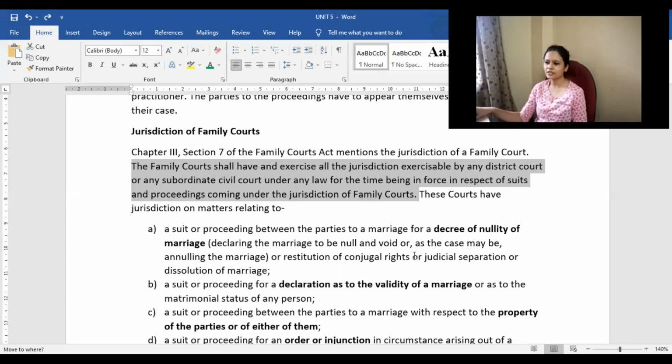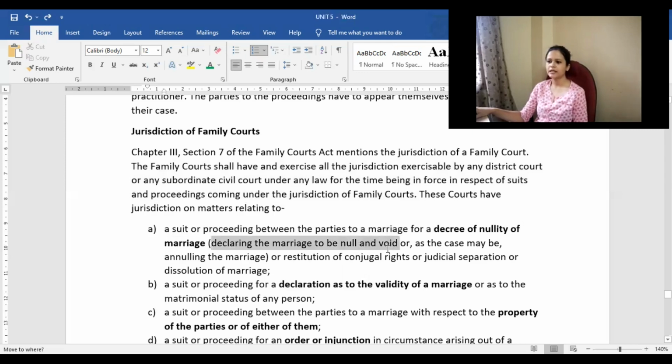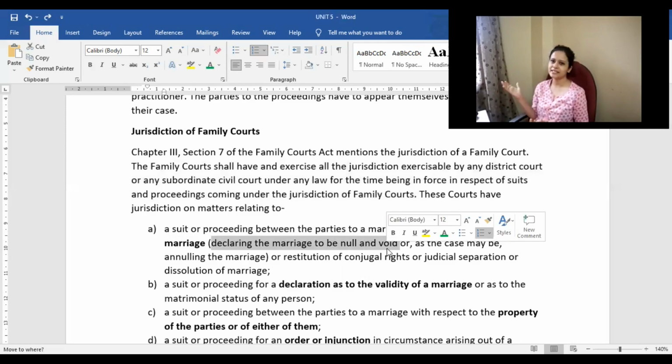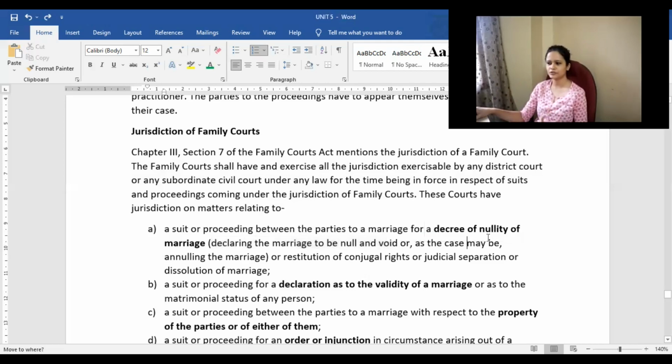So in such a case, the court may need to pass a decree of nullity of marriage. That means the court will declare that this specific marriage is null and void and not binding, because there was already an existing marriage between the parties. For that also, parties may go before the court. So that is the first jurisdiction we have, to declare a marriage null and void. Or it might be restitution of conjugal rights, judicial separation, or dissolution of marriage.